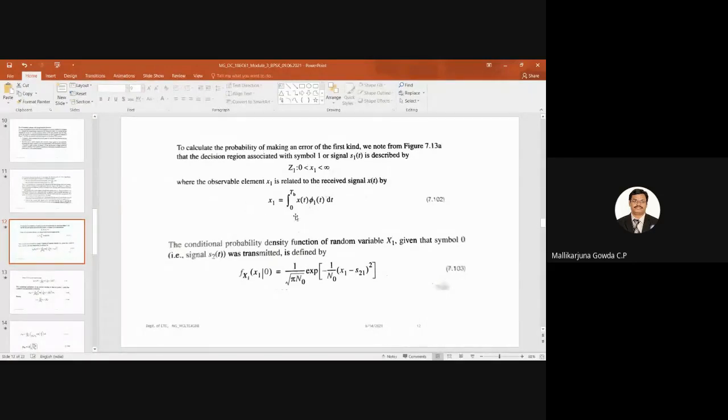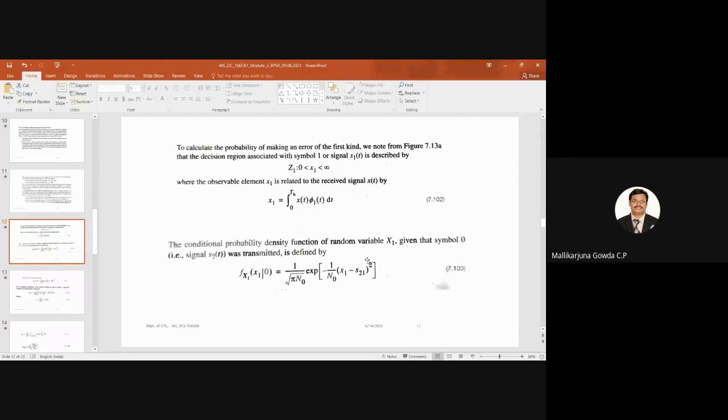I said, what is the output of the correlator? You all know very well how to write that, right? X of t is the input, phi 1 of t is the basis function, multiplication, then integration over the small interval. That is the x1 value. And this is the expression for the conditional probability density function of the random variable x1 given that symbol 0 was transmitted. Right? So now I know the value of S21. It is minus root Eb.